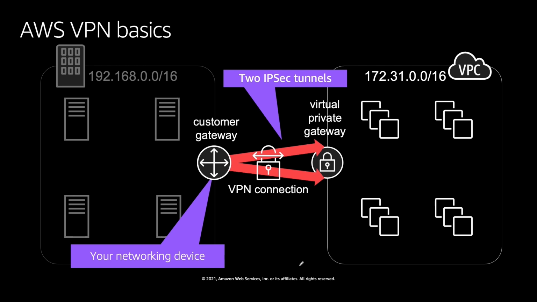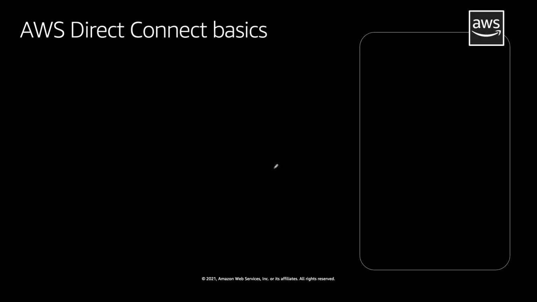And if you are not using any dynamic routing protocol like BGP, you need to add that into your routing table. BGP is one of the protocols that is supported by VPC. Now that's about VPN connectivity.